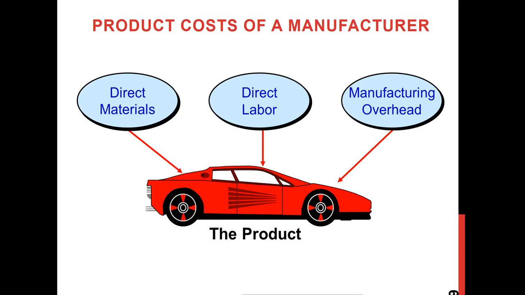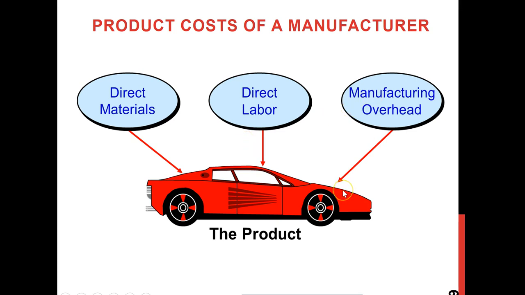Now let's take an example. Since I started with this Toyota car manufacturing company's example, we will see what could be all these three types of product cost for a car manufacturer. So if you want to produce this beautiful red car, you need to incur these three types of product cost. Number one is the direct material cost. Number two is the direct labor cost.